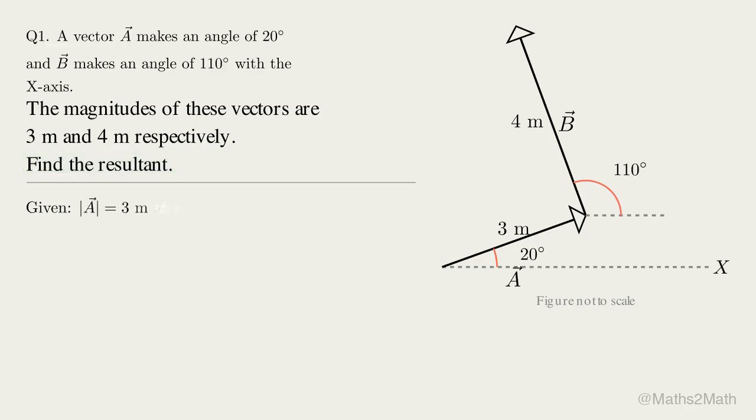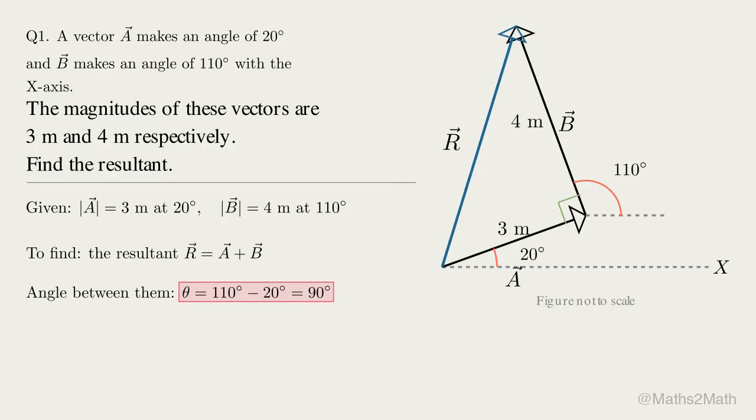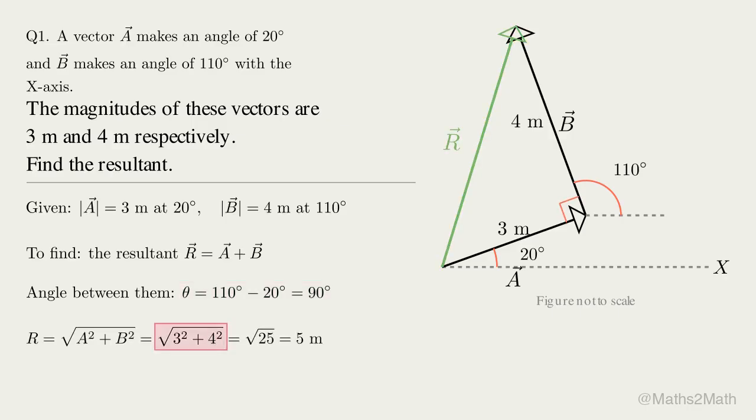We are given A, 3 meters at 20 degrees, and B, 4 meters at 110 degrees. We have to find their resultant, r equals A plus B. The angle between the two vectors is 110 minus 20, which is 90 degrees. They are perpendicular. For perpendicular vectors, the parallelogram law reduces to Pythagoras. Root of 3 squared plus 4 squared, which is 5 meters.